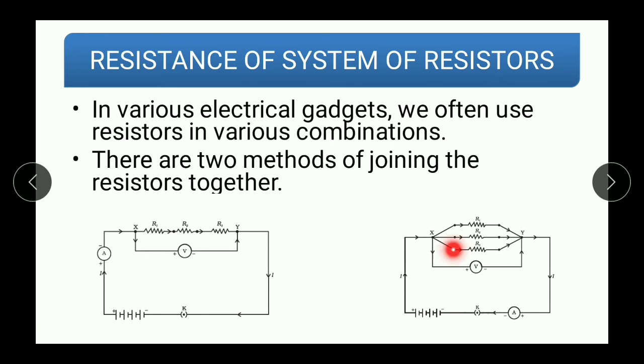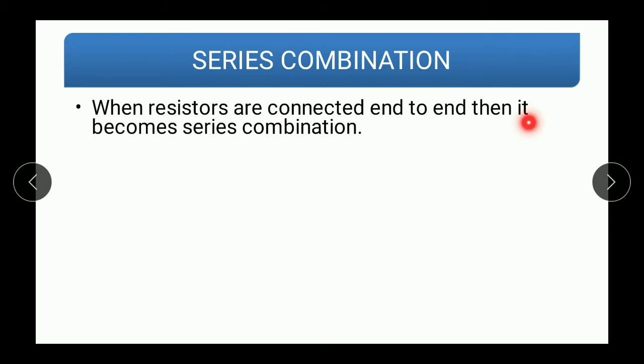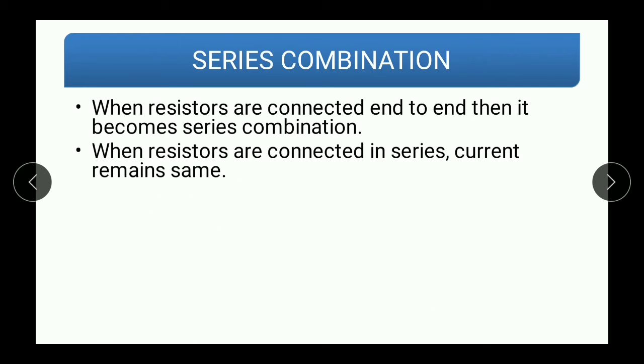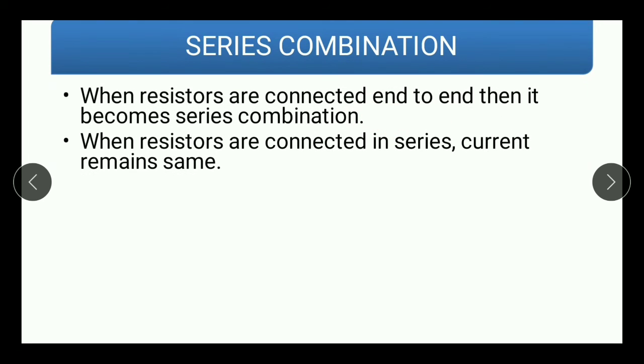What is the difference between the two? Here the resistors are connected end to end, while here they have a common point. So series combination is when resistors are connected end to end. When resistors are connected in series, current remains the same. Remember, when resistors are connected in series, current remains the same. So current doesn't change in case of series combination. And what is series combination? When resistors are connected end to end, that is called series combination.